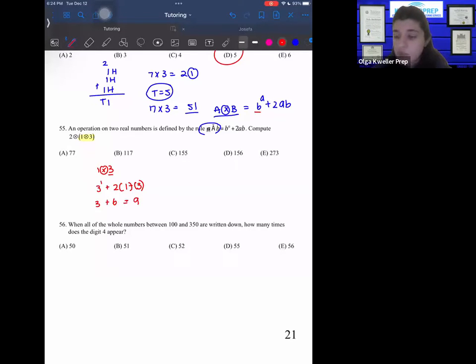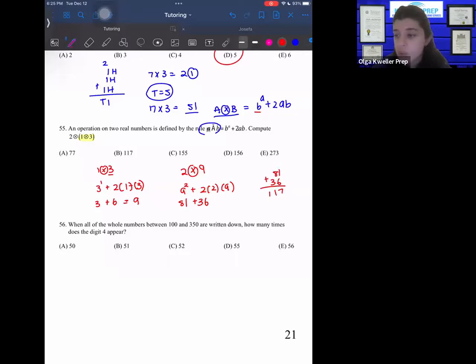And then instead of 2 symbol 1 symbol 3, now this becomes 2 symbol 9, and then we follow the same pattern. So now our B is 9, our A is 2, plus 2 times 2 times 9, and then again, we just simplify. 9 squared gives me 81. 2 times 2 is 4, and 4 times 9 is 36. So 81 plus 36. Again, you don't have to work too hard. I know that you guys are so tempted to just add this up, and it's very easy arithmetic, right?